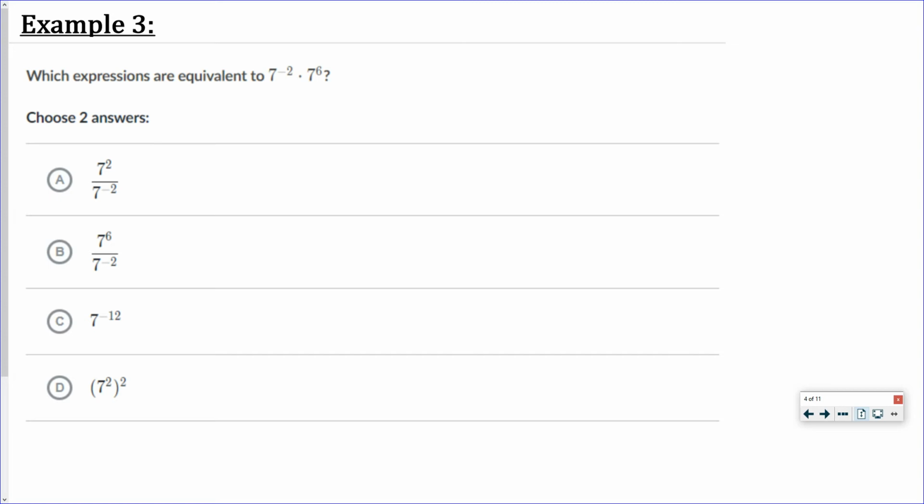All right, let's try this one. Which expressions are equivalent to 7 to the negative 2 times 7 to the 6? Choose two answers. All right, well, I have the same base here. So what operation would I do with the powers? Add them. Since I'm multiplying the two bases, I'd add these. So this is the same as 7 to the power of 4. Okay, we don't even really have to figure out what that is. Let's simplify letter A. Ooh, I see division. And I have the same base. So if they have the same base, what operation can I do with those powers?